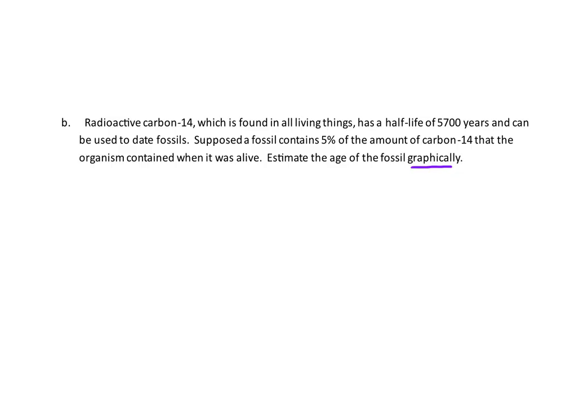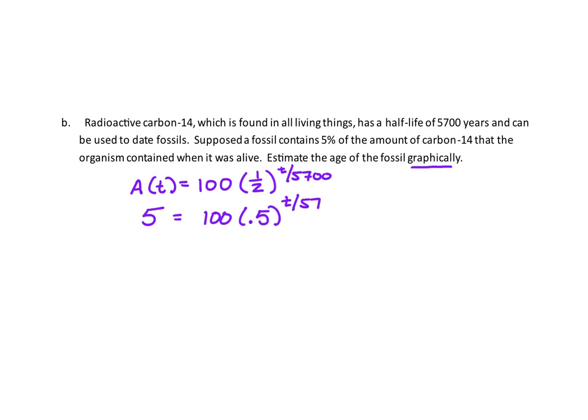Okay, so we want to set up our formulas again. Okay, so we have A of t. Again, it originally had 100%, and so we're going to use 100 again. We have 1/2, and then we want to do t divided by 5,700. We are going to plug in 5, which is our 5% for our A of t. And this is what we're going to go ahead and plug into our calculator.